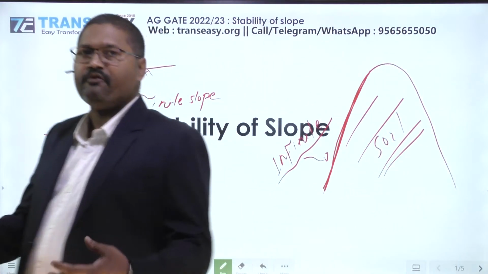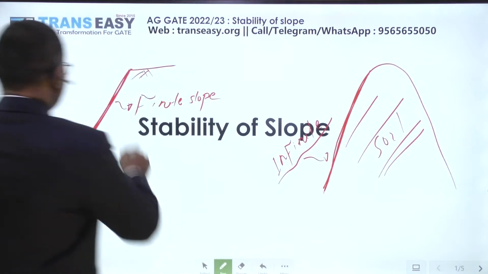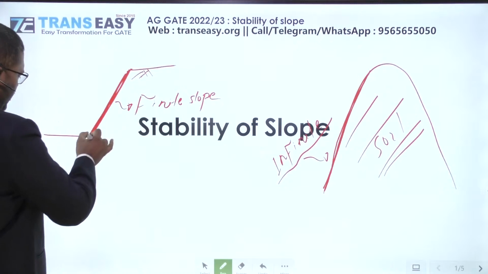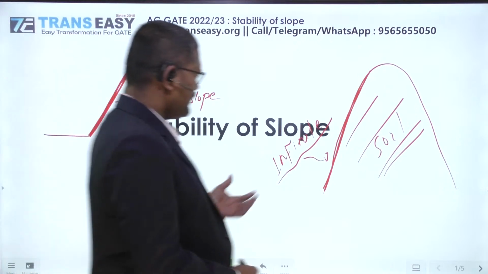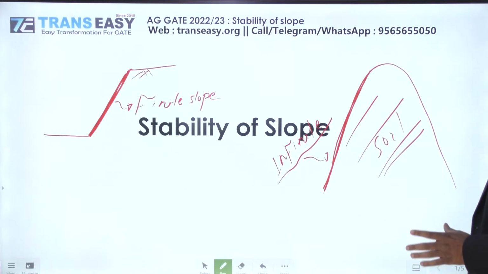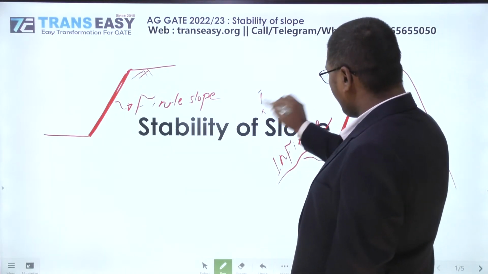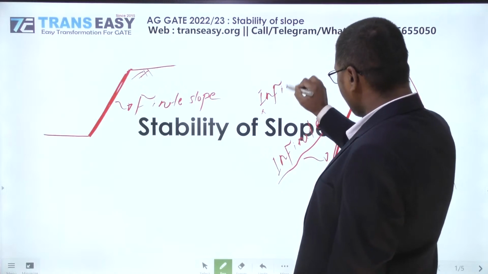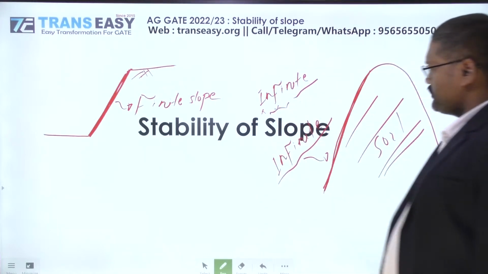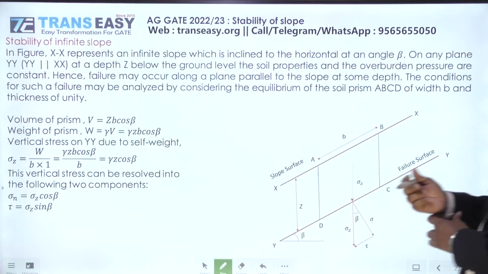So both have different failure behavior. This is something difficult and not important for GATE examination. And we are going to discuss stability of infinite slope. This is very easy to discuss, this kind of slope.